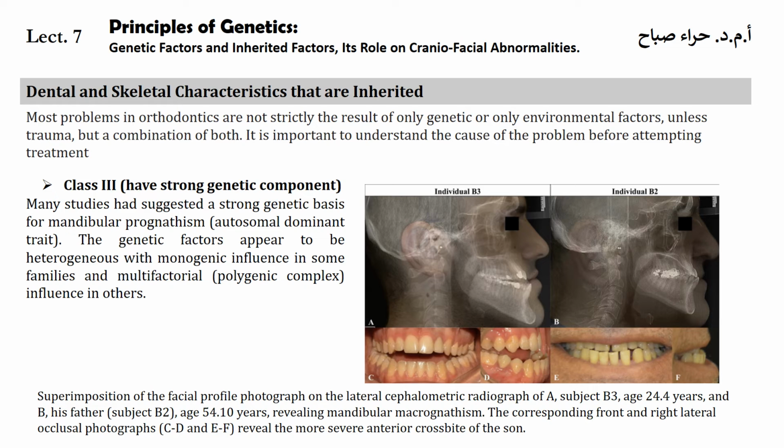This is the son and this is the father. The son is aged 24 years old and the father 54 years old. The image showed that there is a mandibular macrognathism. The corresponding front and right lateral occlusal photographs, as we see here, reveal the more severe anterior crossbite of the son.